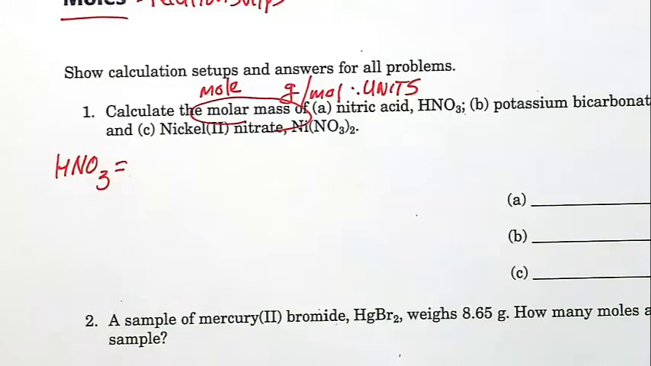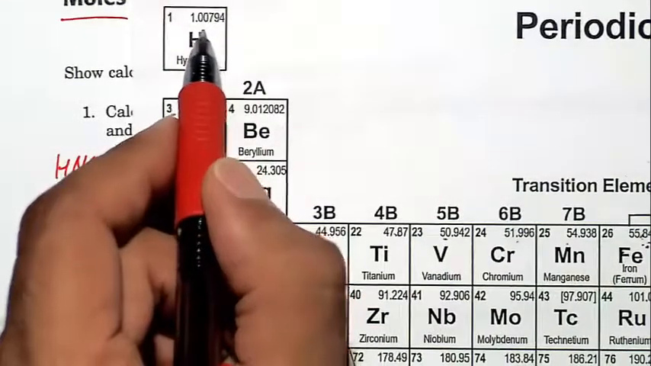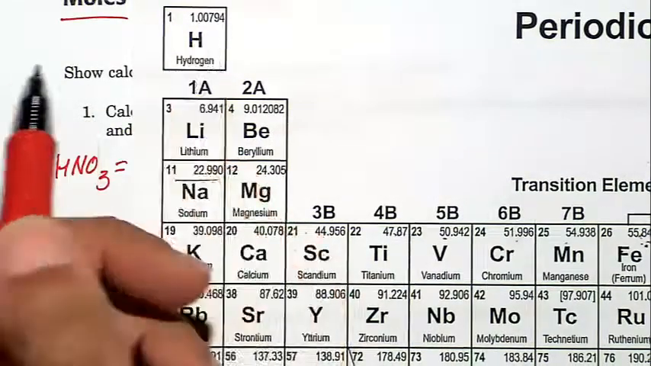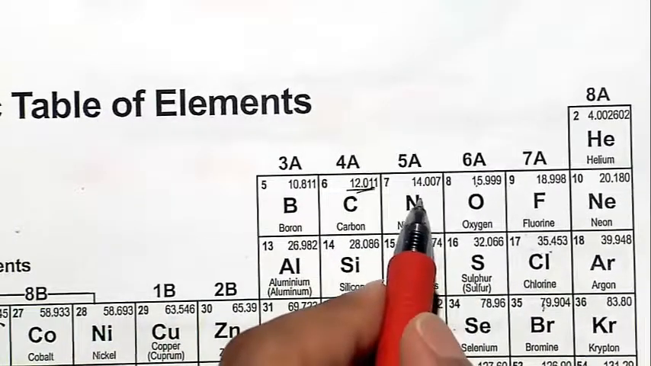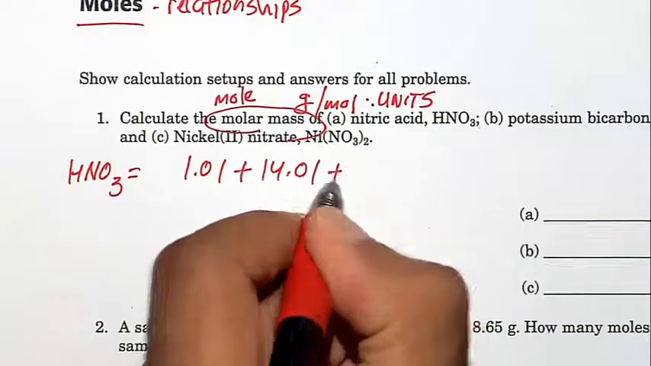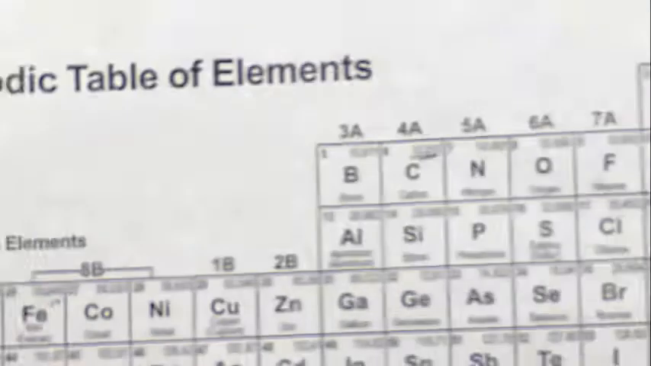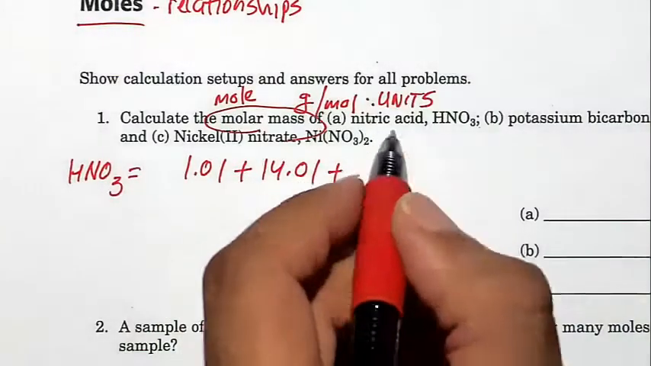So go back to our periodic table. Never forget your periodic table. H has an atomic weight of 1.00794. I'll just go 1.01 here. Nitrogen has an atomic weight of 14.007, so I'll just go 14.01. And oxygen has an atomic weight of 15.99. I'll just call it 16.01.